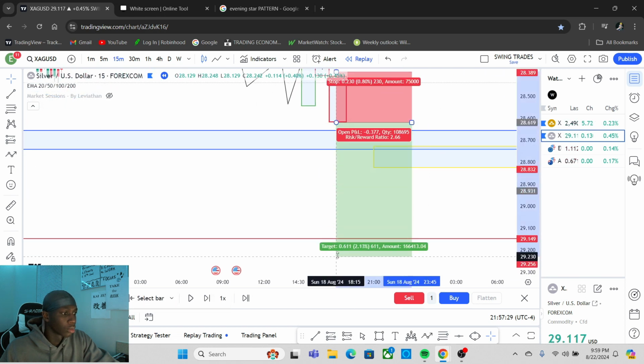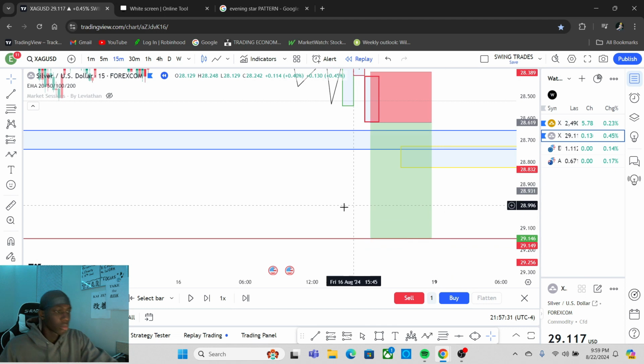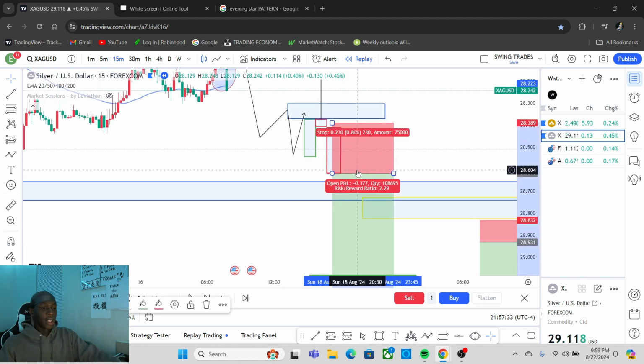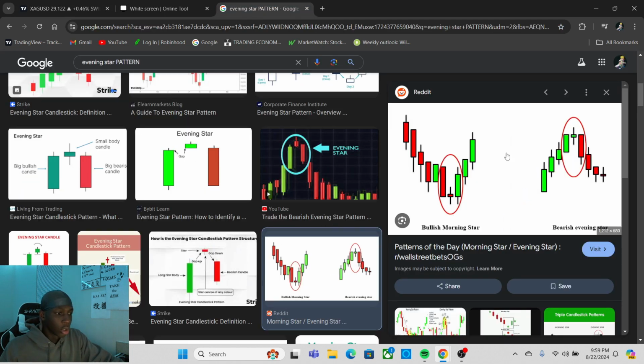Cool. That's it. That's literally it. Morning star goes to the upside. Evening star goes to the downside. As you can tell, engulfing bearish candle.